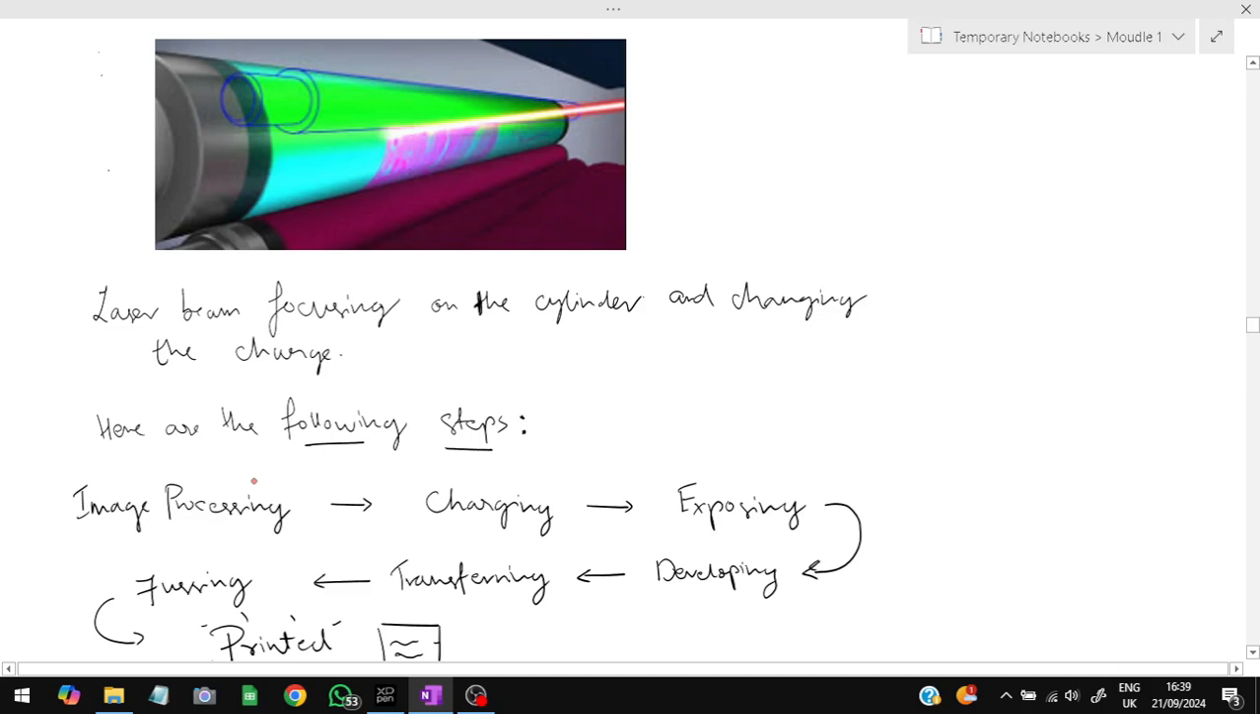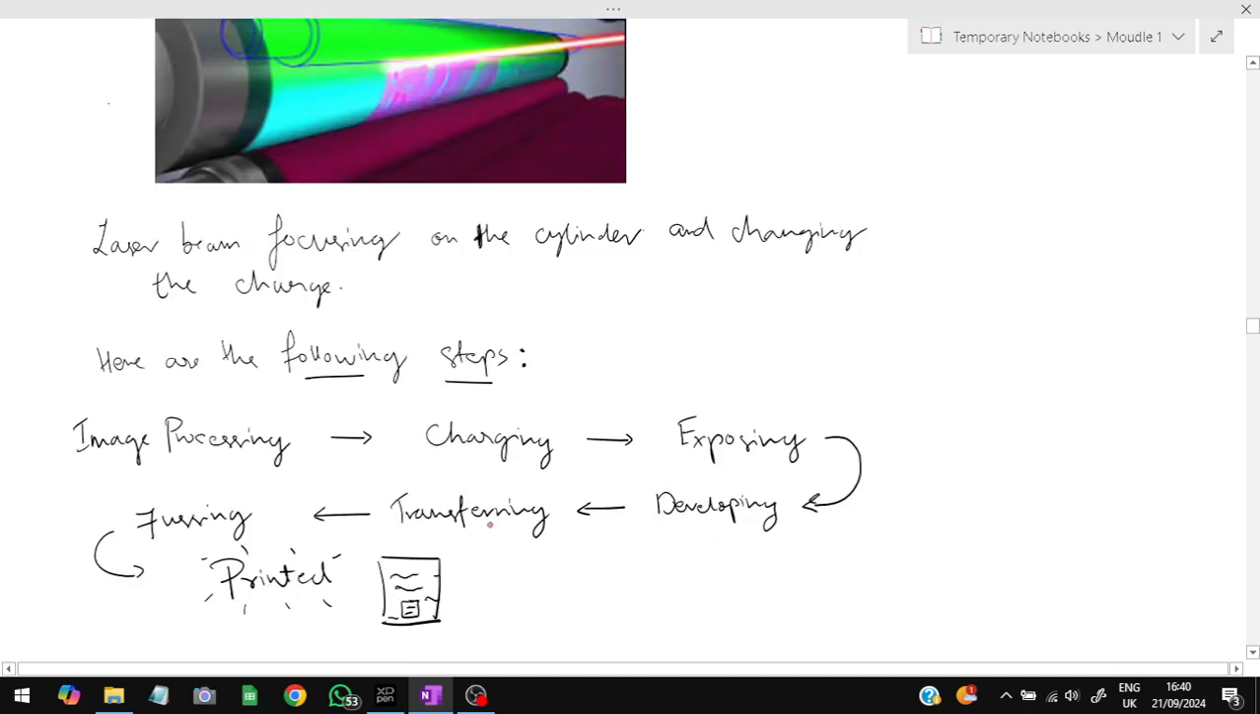It happens in the following steps: image processing, first providing data to the laser about which points to point to. Then charging, which means warming the paper for the printing, and exposing, where exposure will happen. Developing, where wherever it's needed, the laser will be pointing to those locations. Transferring this ink to the paper, and then fusing, which means the ink will be finalized on the paper, and then it will be printed. Okay, this is how laser printing works.